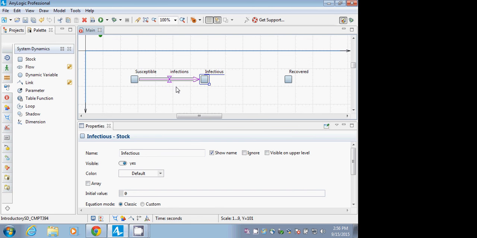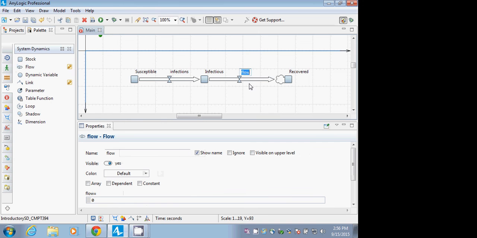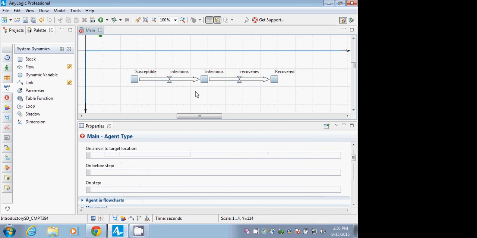Ladies and gentlemen, there's a conservation property being ensured here. Right now, if infections occur, people move, according to the infections, from susceptible to infectious. The total number of individuals is the same. They're not flowing out of the model. And then let's do the same thing for infectious to recovered, and let's call these recoveries. And we can, once again, drag recovered over. Here we are. Infections, recoveries.